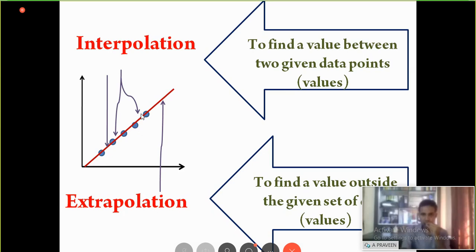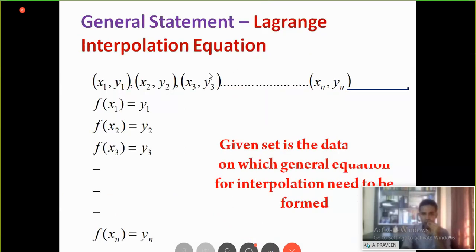With this, we move to the next part, the specific method for our data analysis. That's the Lagrange interpolation method. Let's say you are given a set of data points. Let us look at it like this. You are given data points.